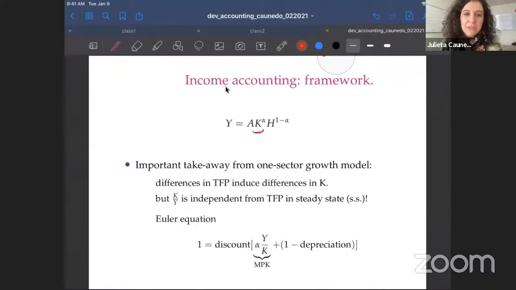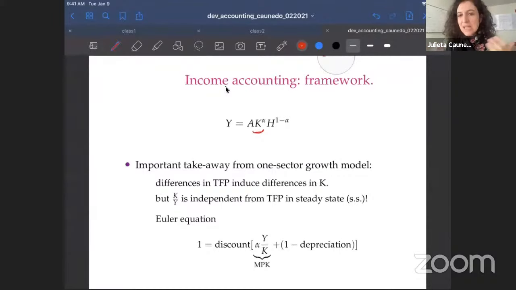Now, there is an important takeaway from the one sector growth model, which is that differences in TFP are going to induce differences in capital. So if I just say, okay, how much of the variation in output is explained by capital, and I don't take into account the fact that some of the variation that I see in capital is coming from TFP, then I'm just not going to get the right answer, right? But what is important from the one sector growth model is that we know that the capital output ratio is actually independent of TFP in steady state.